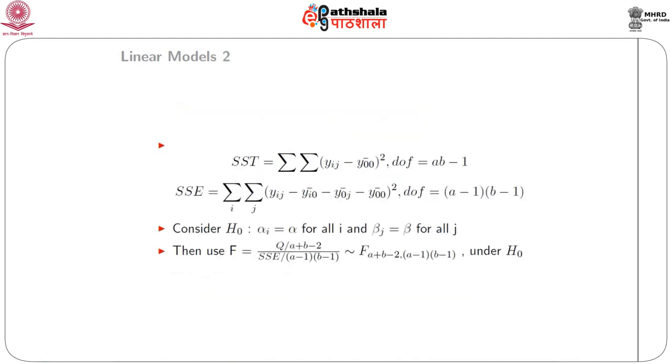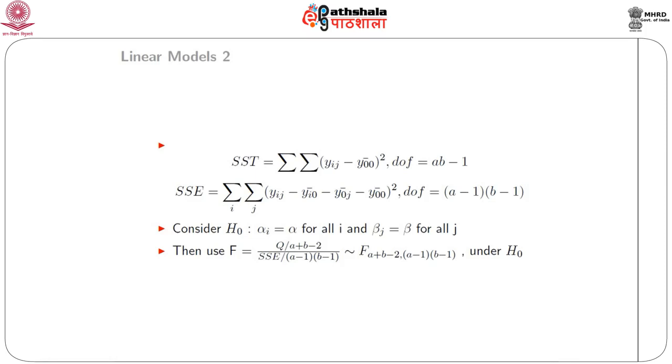Now, SST, as we already know, is given by a big double summation of y ij minus y 00 bar whole square, and the DOF is equal to AB minus 1. What is meant by DOF? DOF actually is an abbreviation for do off, just as DON is an abbreviation for do on, but that DOF has a different spelling, which is spelled as DOFF. In this case, DOF stands for degrees of freedom.